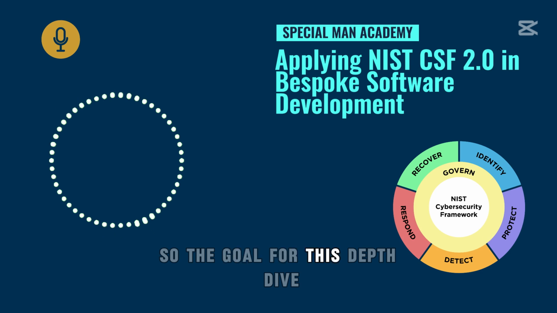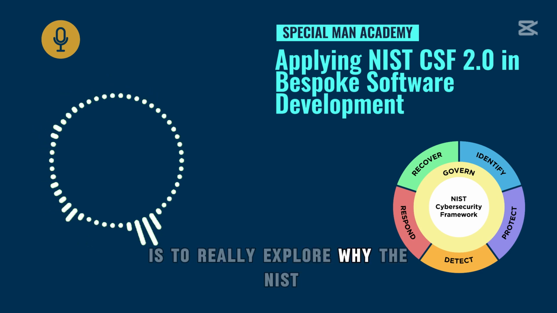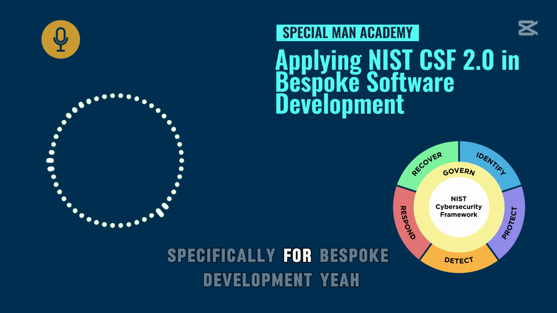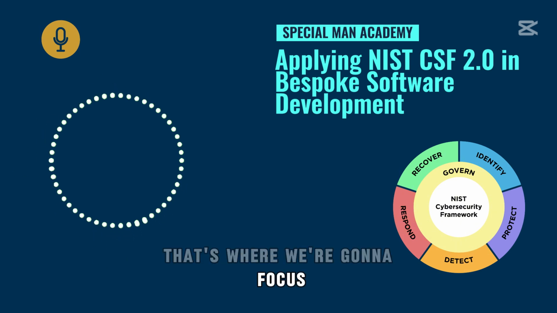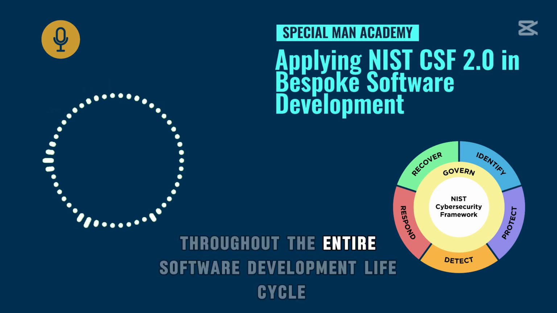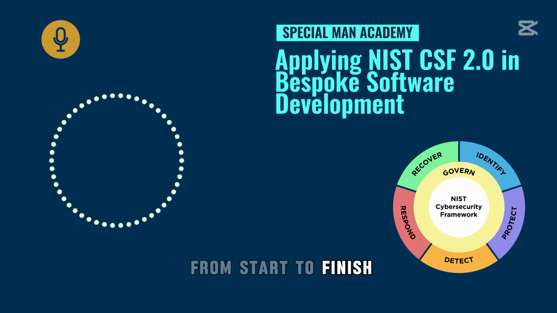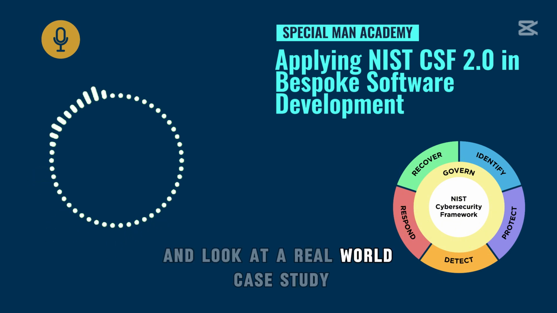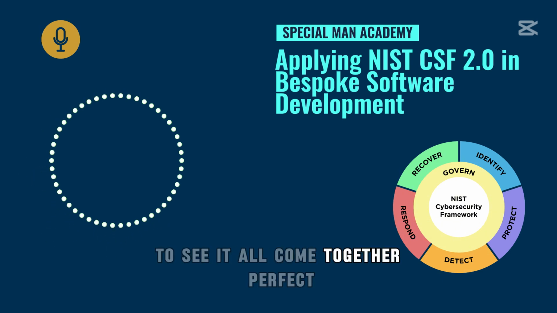Right. So the goal for this deep dive is to really explore why the NIST CSF 2.0 is so essential, specifically for bespoke development. Yeah, that's where we're going to focus. We'll look at how its core functions can be applied practically throughout the entire software development lifecycle. From start to finish. And we'll walk through an actionable plan and look at a real-world case study to see it all come together. Perfect.